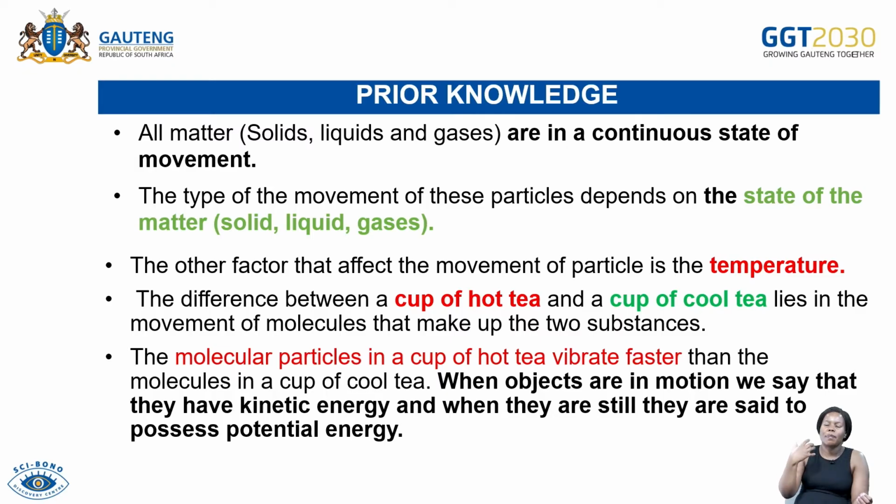Okay. So the particles have got what? The kinetic energy. Remember kinetic energy from grade 10. It is an energy that an object has due to what? Due to its motion. So there is that constant motion in those particles. When an object is in motion, we say that it has more kinetic energy, and when it is still, it possesses what?